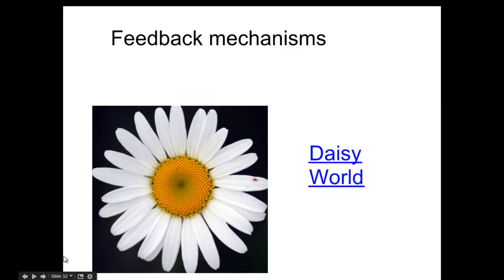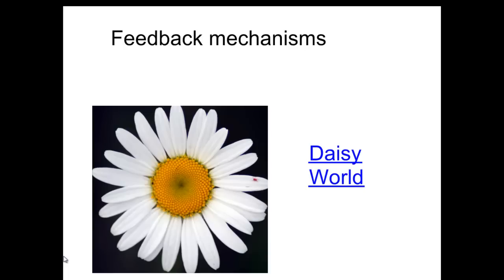Let's go on to the next slide, and let's consider feedback mechanisms. At this point, I would like you to pause the slide, and I would like you to jump out to this website that's called Daisy World. So you're going to click on the blue link where it says Daisy World, and you're going to be visiting a place that is inhabited by black and white daisies. What I want you to look at as you allow these feedback mechanisms to take place is what happens when there is a positive or negative feedback.